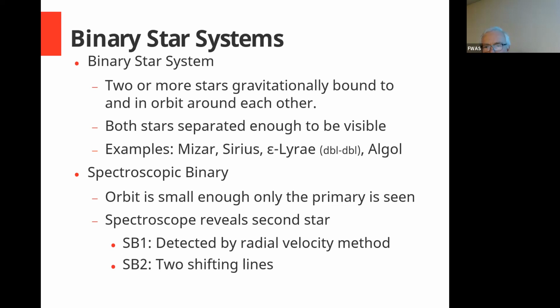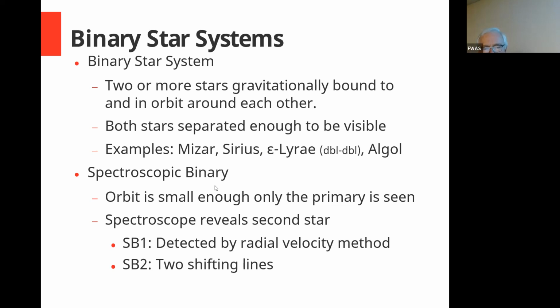Binary stars, two or more stars in a gravitationally bound system. They orbit around each other. Visual binaries have large enough orbits where you can see the two components. Examples of those are Mizar, maybe Sirius, Eta Lyra, which is the double-double. You got 4 of them there. And Algol is a binary as well, but it's not necessarily visual.